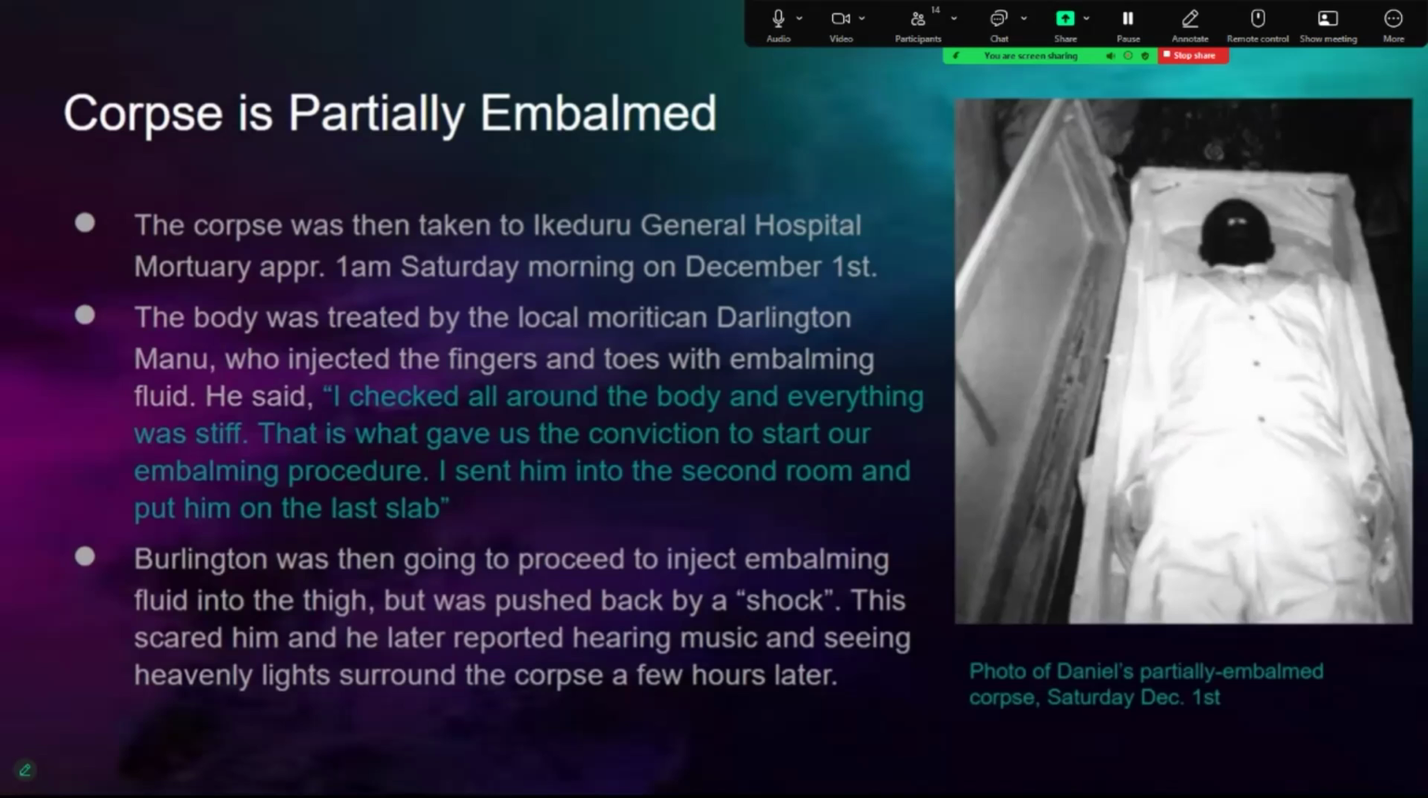But as the hours go by, a little bit later, he comes back and, according to Darlington, he saw weird lights coming from it and heard what he thought was the voice of some kind of singing choir. And it really freaked him out. So he goes and doesn't end up finishing the embalming process. But at that point, the corpse is clearly suffering from rigor mortis and has the fluid inside of it.